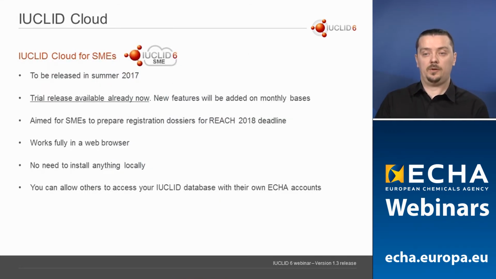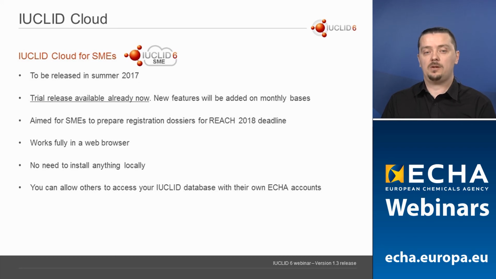The first service we are putting out, that we're building in the ECHA Cloud Services, is a service we call ECHA Cloud for SME. This Euclid release, aimed for the SMEs to prepare the registration dossier, is planned to be released in the summer. Already starting from the Stakeholders Day on the 4th of April, there has been a trial release ready, and we are adding new features to this every month. So you can go and try it out if you are interested.